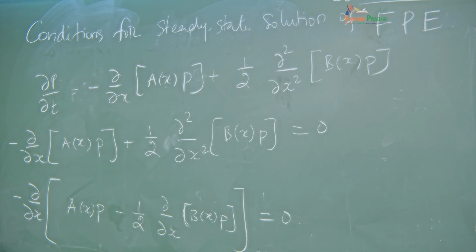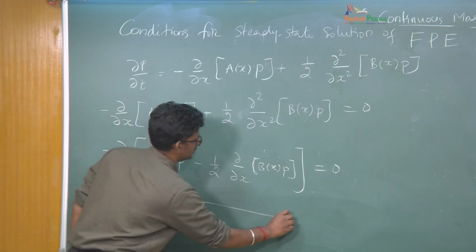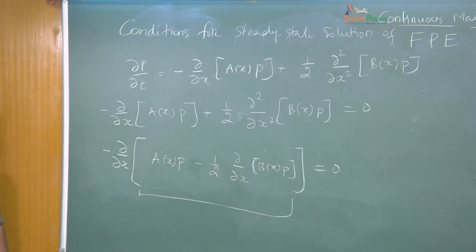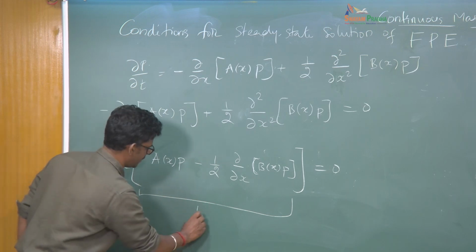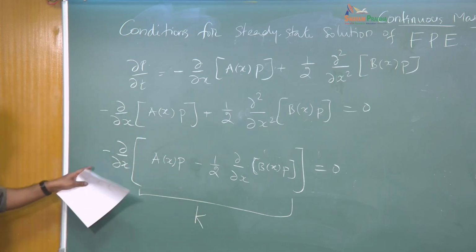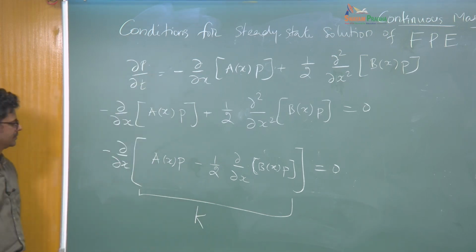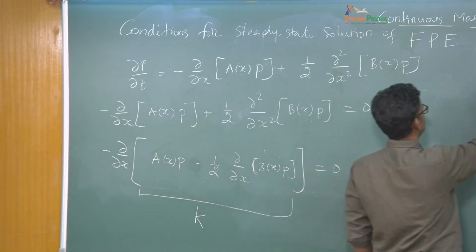So like before, this entire term has to be a constant. We say this entire term is k, some constant k. Only then is this condition valid. So let's write that.